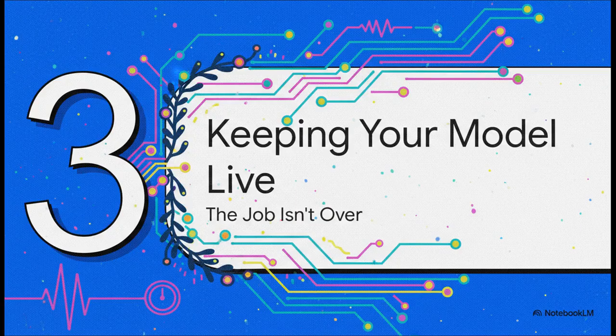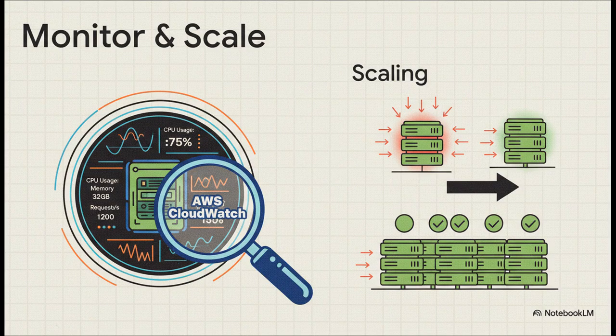But wait, deploying the model isn't the finish line. In the real world, it's actually just the beginning. A model in production is a living thing. It needs to be monitored and maintained to make sure it keeps performing well and doesn't start costing a fortune. So there are 2 big things you got to keep an eye on.